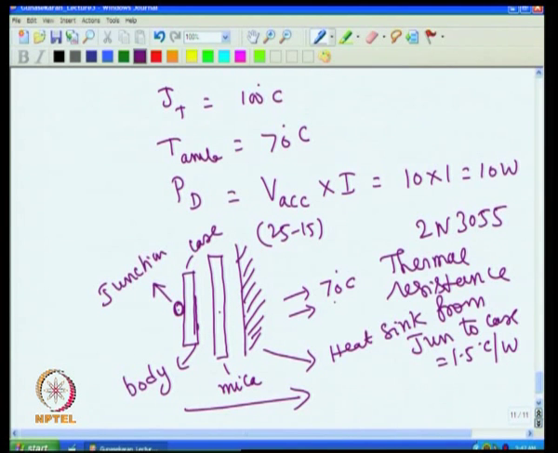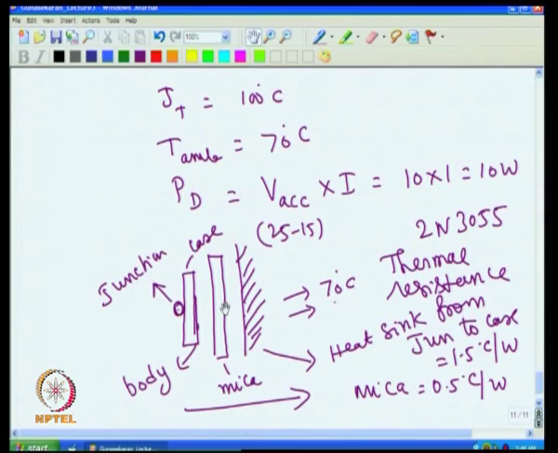Then similarly, I have to find out what is the thermal resistance of the mica, that is the insulator. So, mica thermal resistance is 0.5 degree C per watt. That means this is 1.5, this is 0.5, that means 2 degree temperature difference will be there between junction and the mica per 1 watt of heat to go. If 10 watt heat is coming, then you will find this and this differing by 20 degree C.